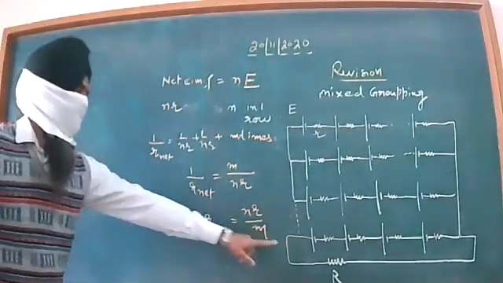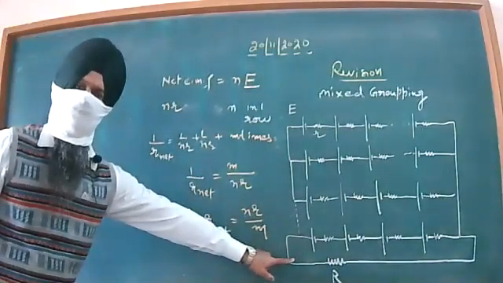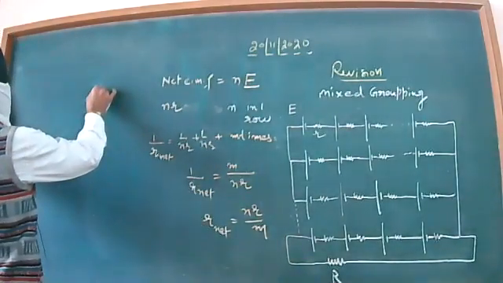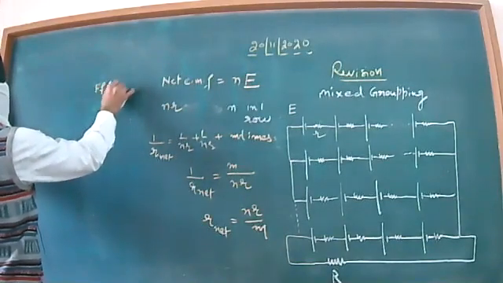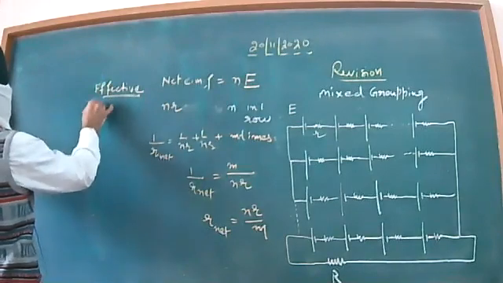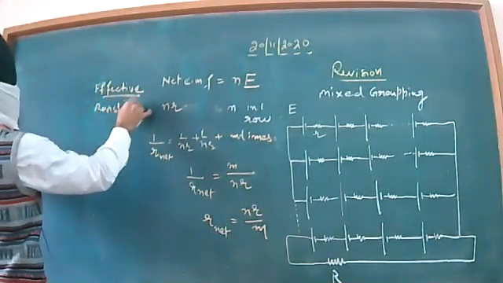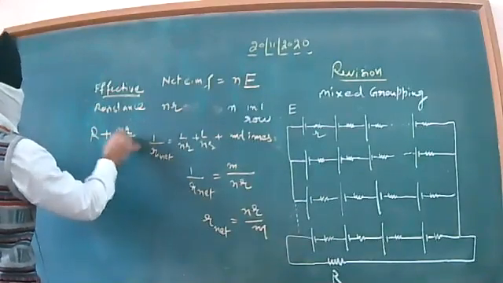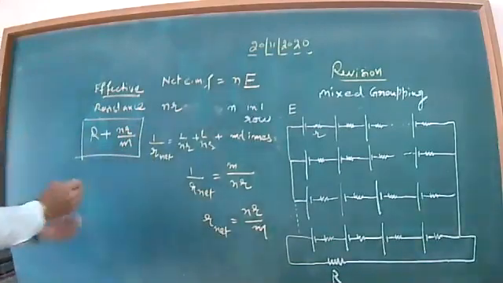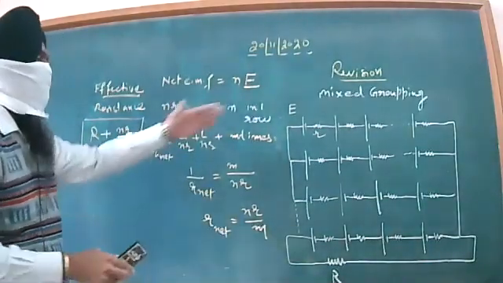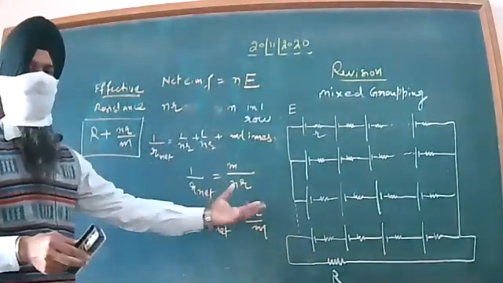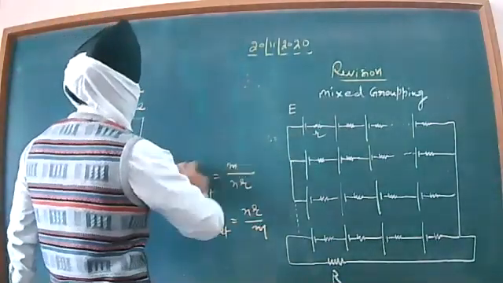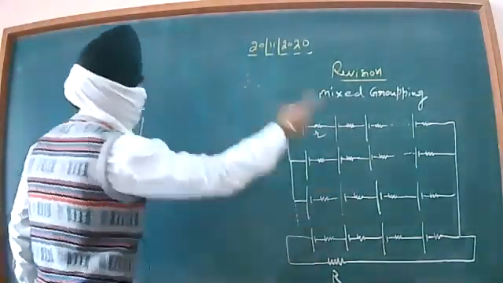Dear children, we have not yet taken into account the external resistance. Let us take this resistance also into account. So the net or effective resistance of the circuit is capital R plus n into small r upon m. This is the value of the resistance offered to the flow of the electric current through the external resistance capital R.